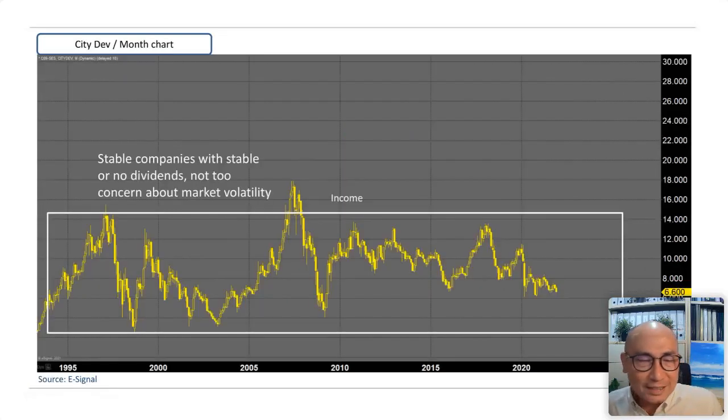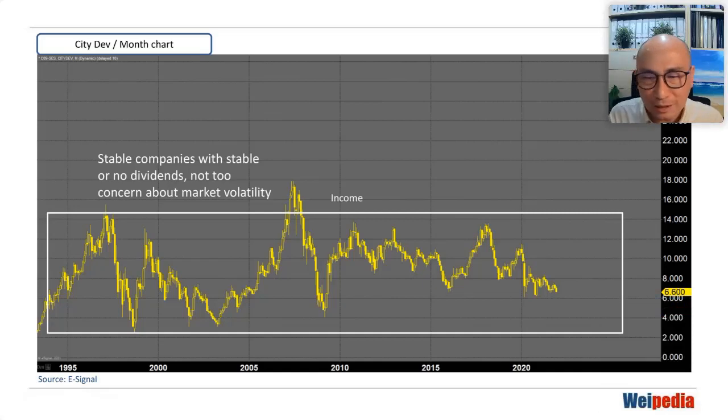Now, with this understanding, the next one I would like to showcase is one of the blue chip stocks in Singapore called City Developments. We can see it over the last 30 years, since the 1990s all the way until the present. Basically, this stock pays good dividends and is a stable company, but it has been trapped in this range for the longest time, for the last 30 years.